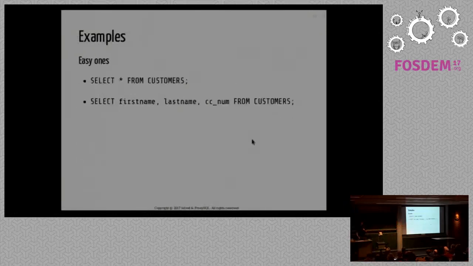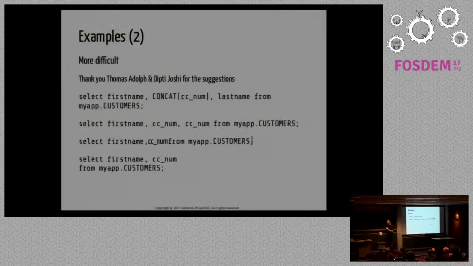Yeah, so we select star from customer. I will show you after live if we have time, but select star from customer was easy. You are not allowed to do that, right? Select first name, last name, CC name from customer, also easy. What we will have is the first name, the last name, and this CC name value that will be masked, right?